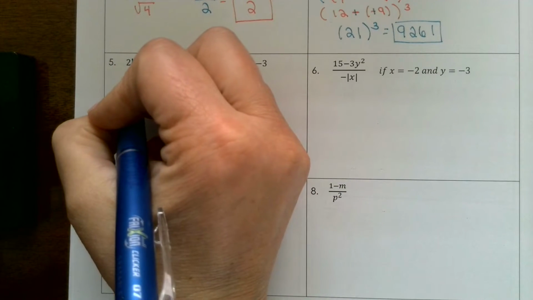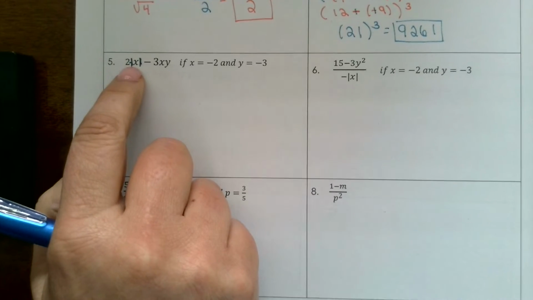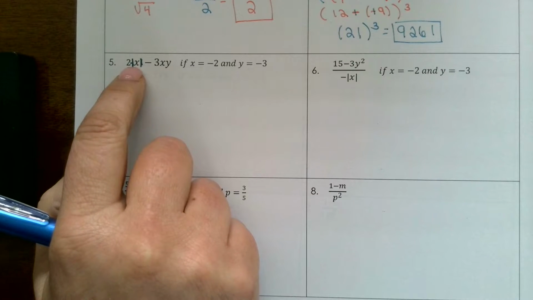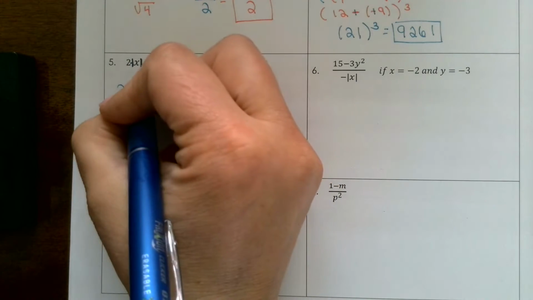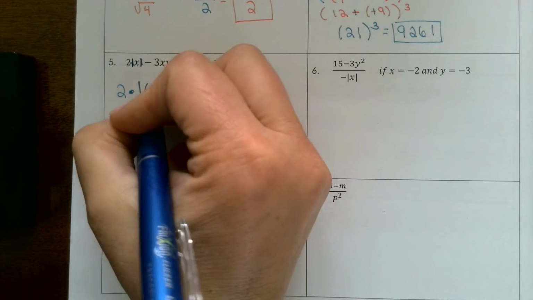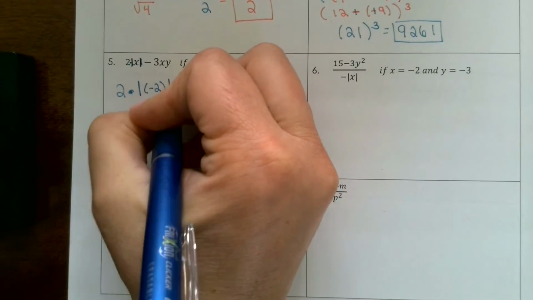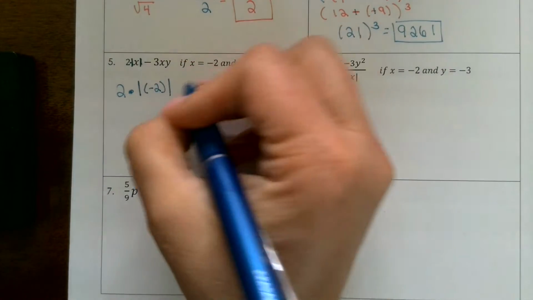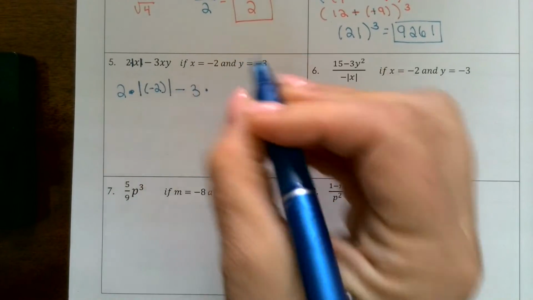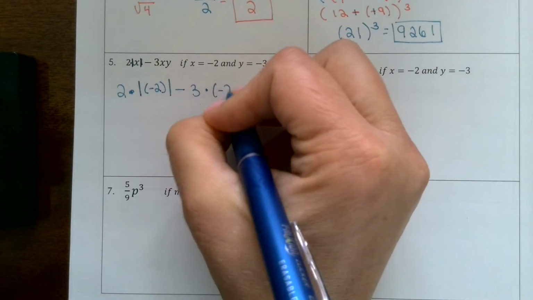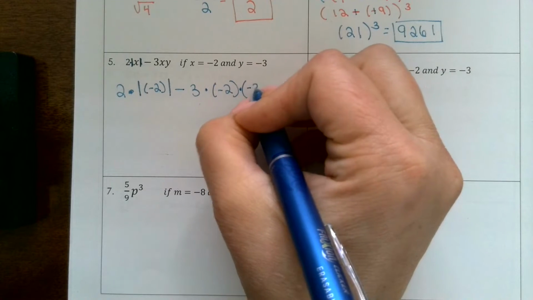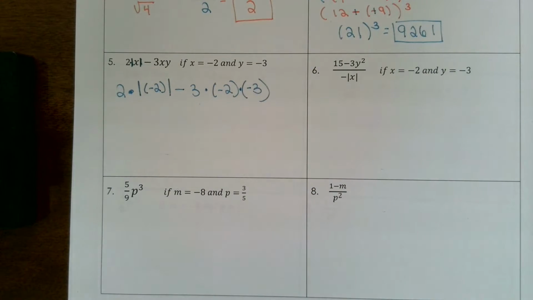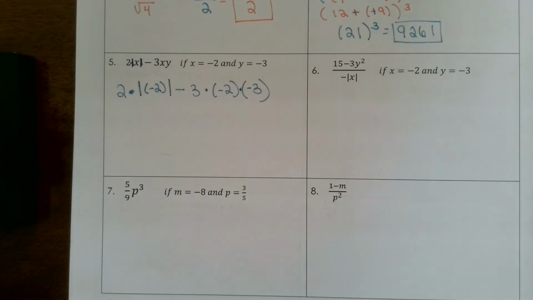I've got 2. If there's no operation in between a 2 and a parenthesis, a variable, or an absolute value bar, that implies multiplication. The absolute value, I'm going to substitute -2 in parentheses, minus 3 times x, -2 times y, -3. So I've done all my substituting.